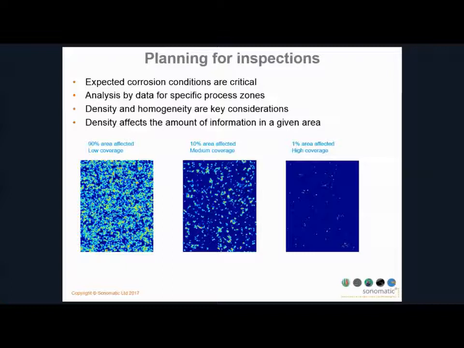And then the graphic on the right there shows a situation where only 1% of the area is affected, and now we'd have to do a pretty high coverage in order to achieve the same level of information on the degradation state. So density, or an understanding of the expected density, is really critical to defining how much coverage you should be doing.